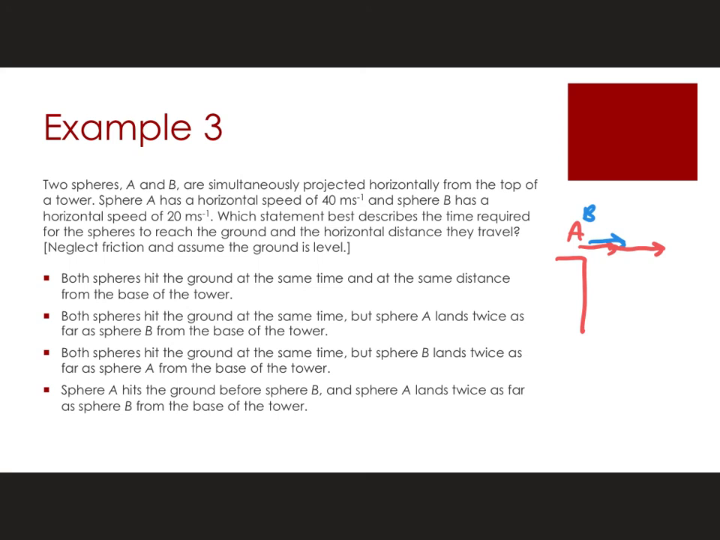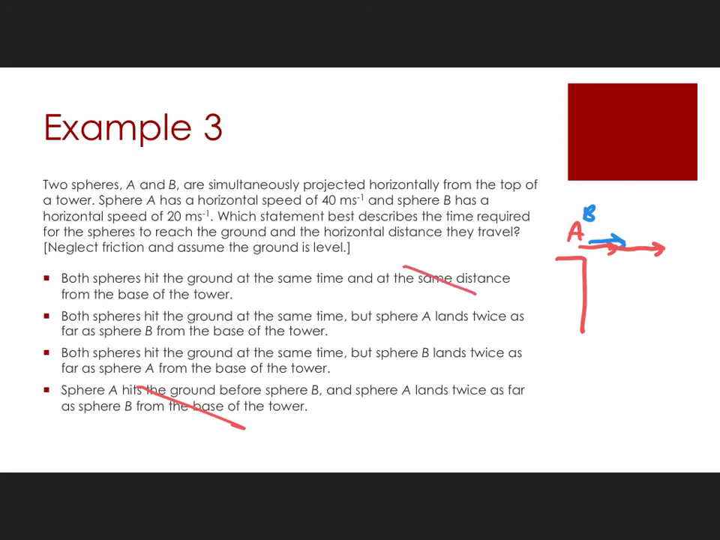So what we need to look at is which statement best describes the time traveled for the spheres to reach the ground. Well, from our question with the monkey and the ball, we know that they really should take the same time to get to the bottom. The vertical and horizontal components don't affect each other. They're independent. So let's think about the horizontal distance they will travel. They are not going to have the same value because one is moving faster horizontally than the other. So I can get rid of this one.